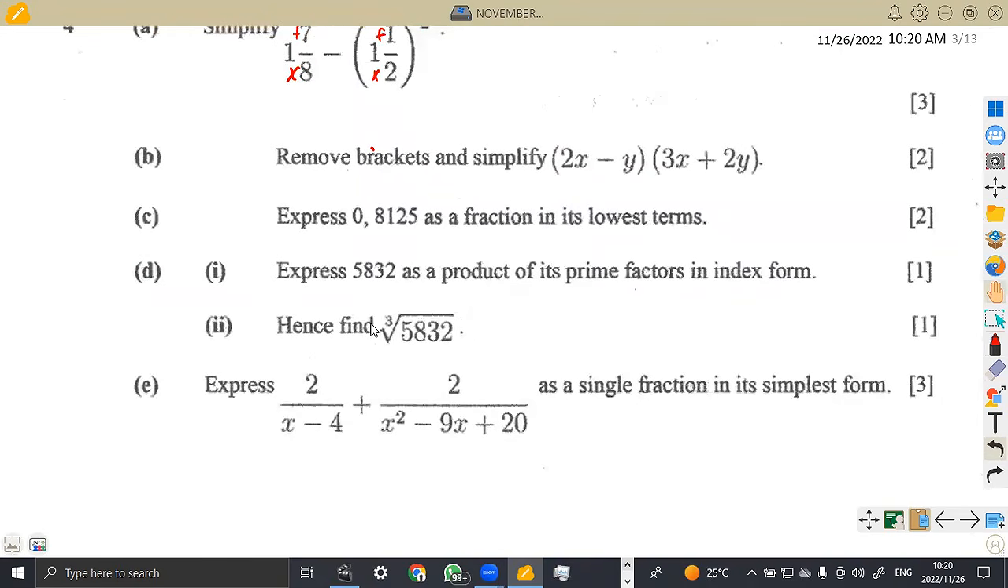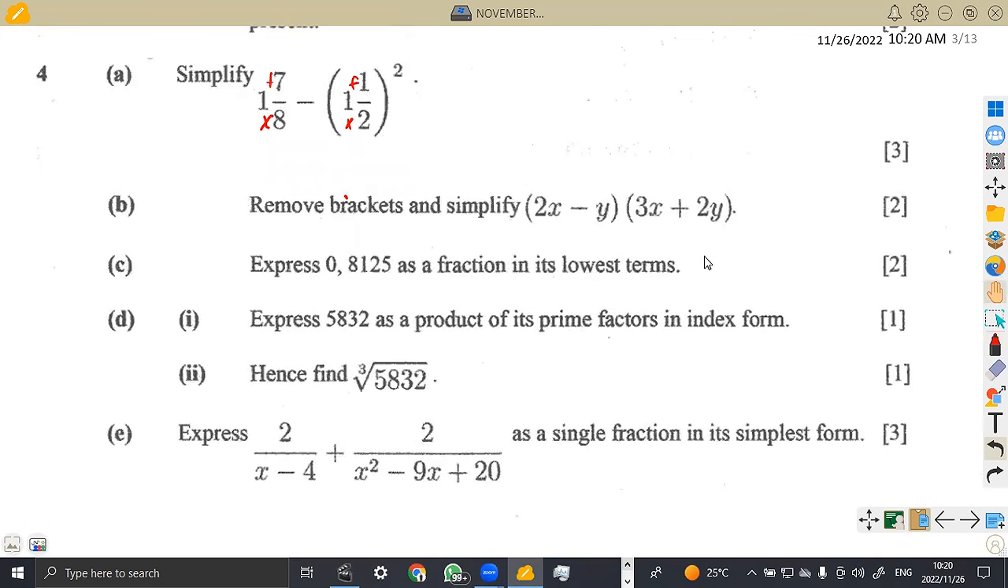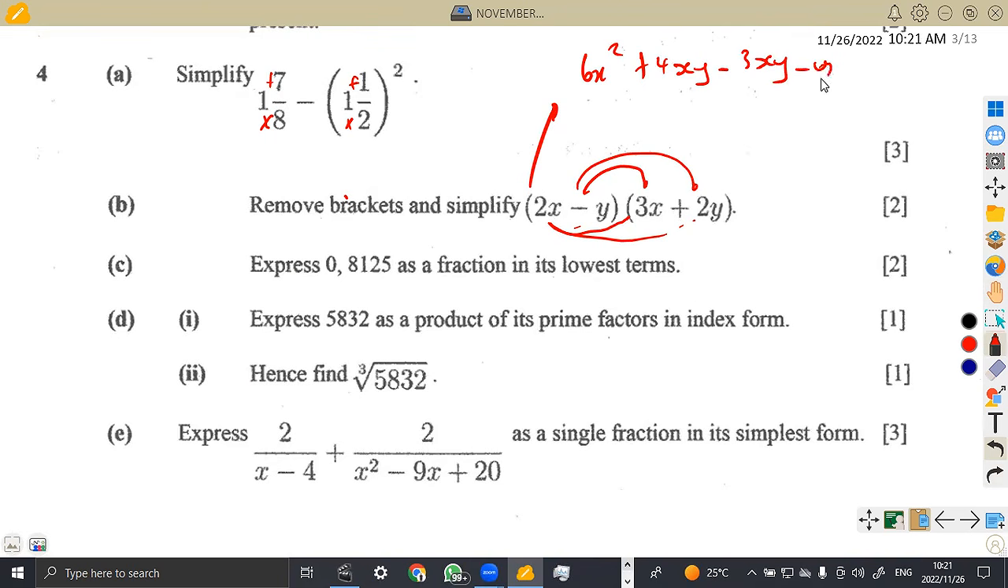Okay, the B part, remove brackets and simplify. So you have to simplify wherever it is possible. So I think this one, we can even write it aside here. That's 2 and x, 2 and 3, that is 6x squared. You've got 2 and 2y, that is 4y, 2xy. So it's going to be 2xy because that's 2x and that is 2y. So it's 4xy. Minus y times 3x, that's minus 3xy. Minus y times 2, that's minus 2y squared. All right, collect like terms, you're going to have 6x squared. 4 minus 3, that's 1. So it is going to be 1xy, which is same as xy. Don't write 1xy, guys. It's just one and the same thing.